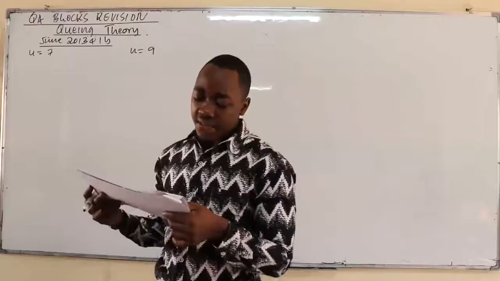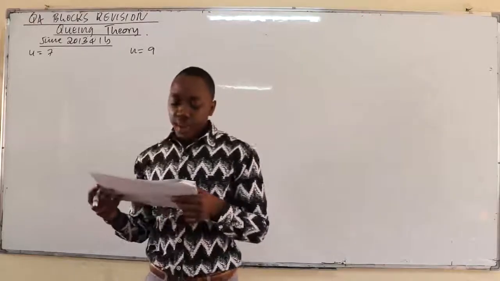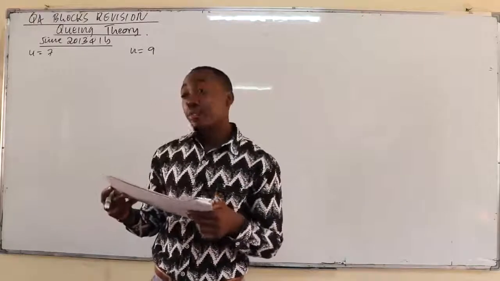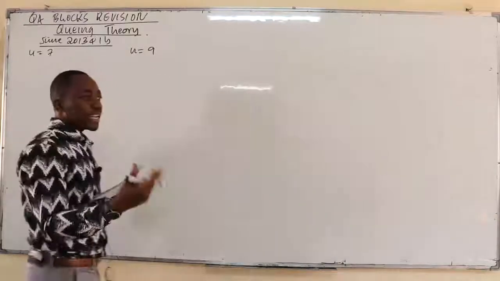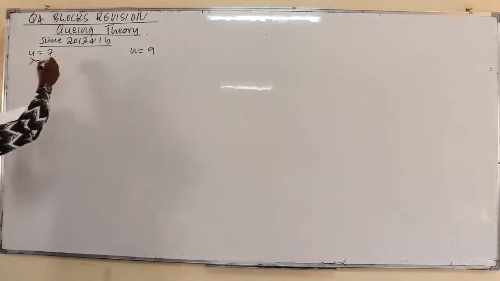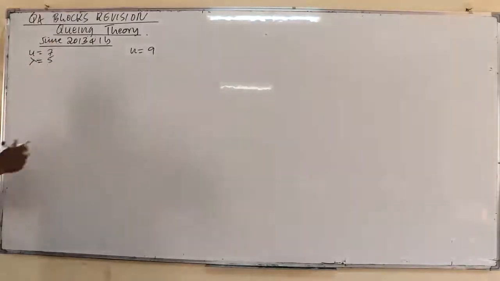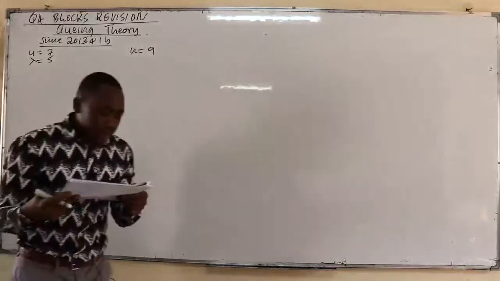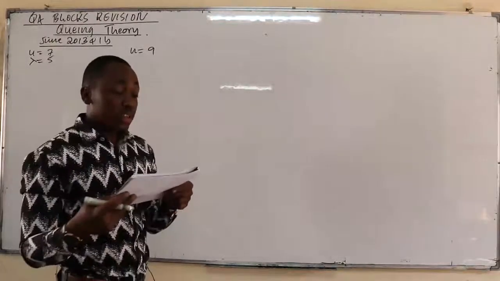And in a 5-day training week, the average breakdown of the machine is 5 machines per hour. The machine is breaking at the rate of 5. So that's what we call the arrival rate for queuing analysis. So the arrival rate is 5. Required: determine whether the technician should attend the training.